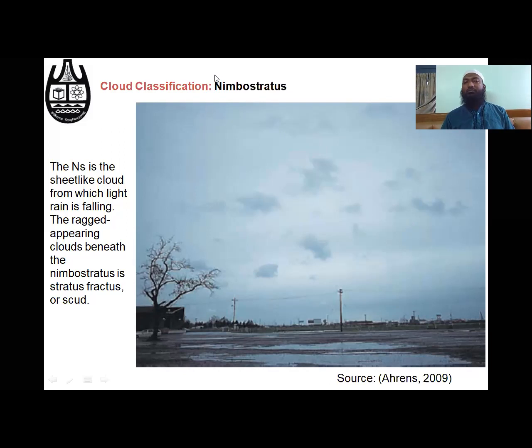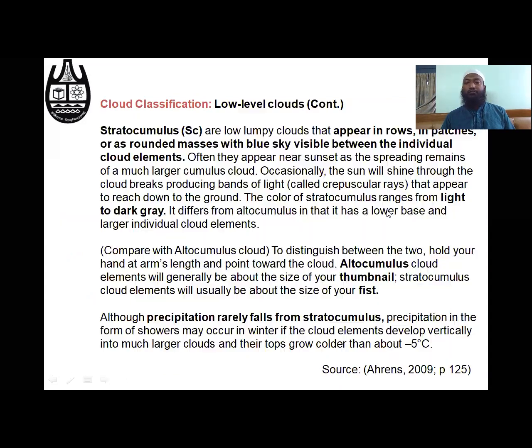From nimbostratus we do expect rainfall, but not in a very vigorous way. It can give you long-lasting rainfall, maybe for a whole day or a whole night, but not too much. Yes, it can give you too much rainfall if, while the nimbostratus is producing rainfall, there are also cumulonimbus clouds producing rain from other sides or from a nearby place. At that time it can give us more rainfall.